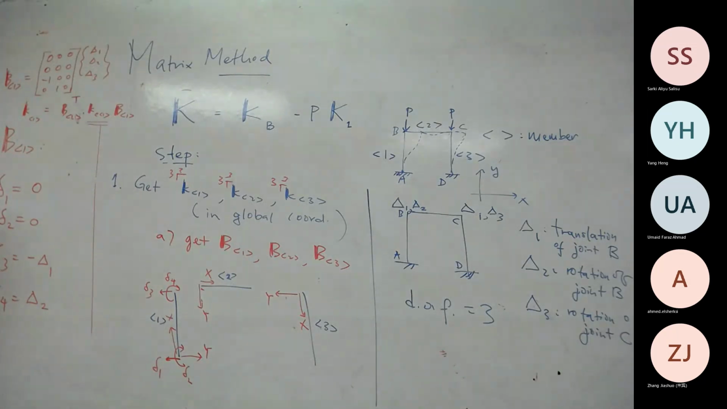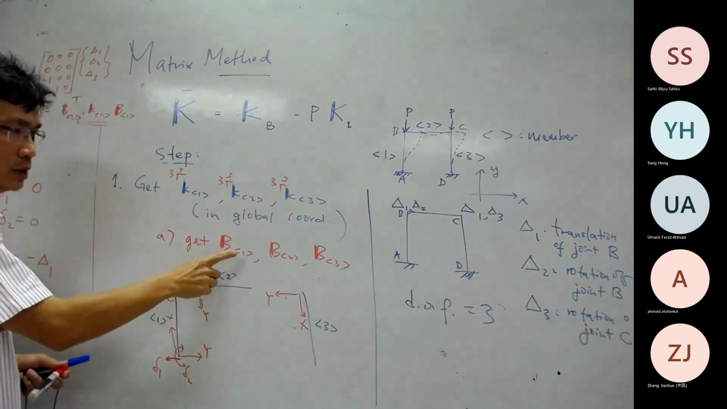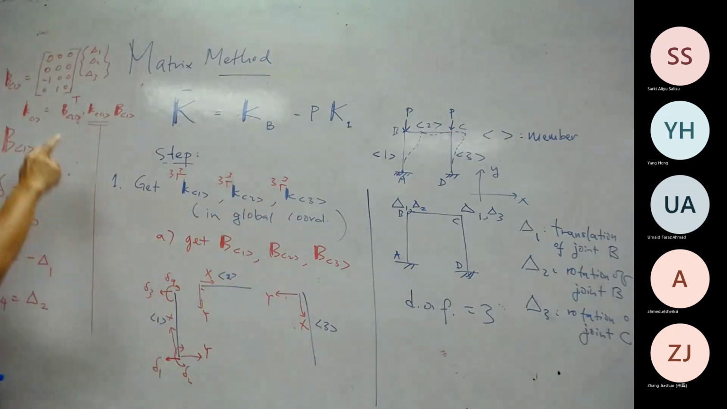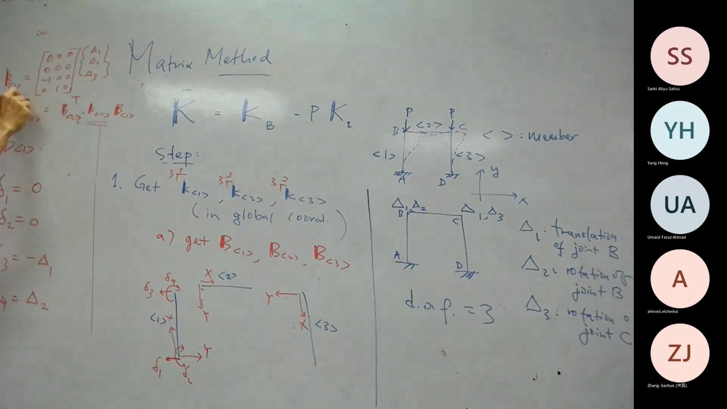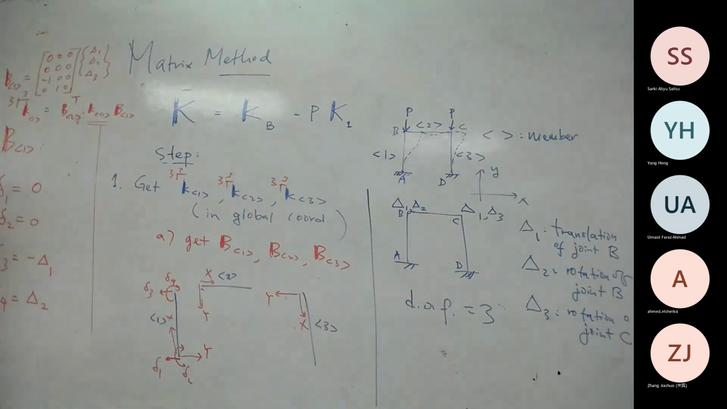Then after you get this and get this, by using this, this and this, do these multiplications, you just add them up together. Because each one is already in the same size, which is the same as this. So that is the first part, which is the most time consuming one. The second one, you add them up together. Okay.